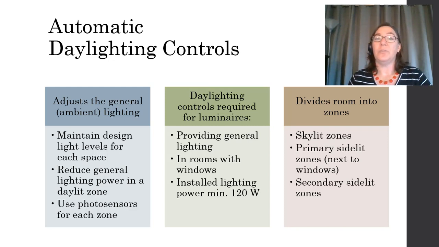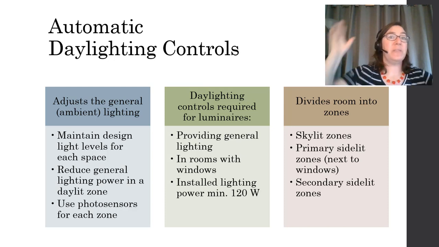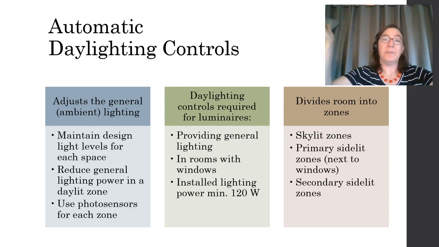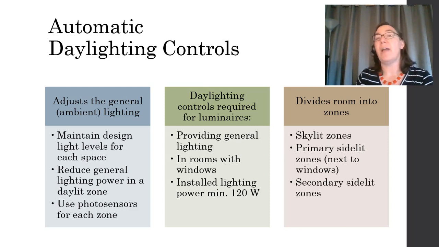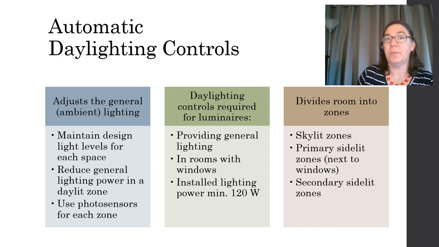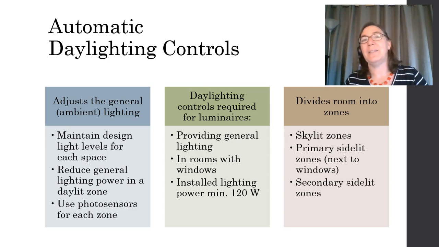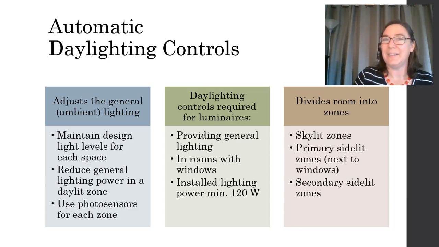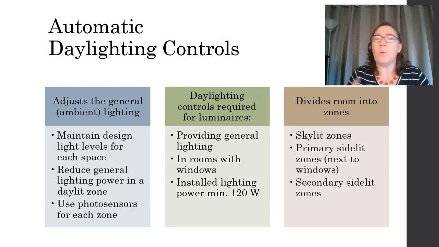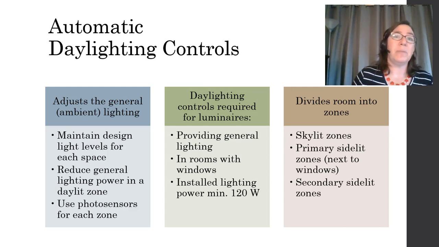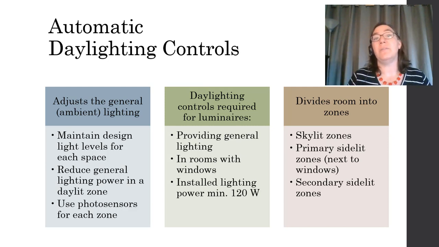When you're designing your daylighting controls, you're going to divide your room into different zones. One zone is called skylit, and as you can imagine, that is everything that is under a skylight. Another zone is called primary side lit zones, and so the light is coming from the side. In essence, this is the part of your room that is next to the windows. And there's also a secondary side lit zone. It's not next to the windows, but it's like window adjacent. All right. And remember that the requirement is you provide a photosensor for each of these defined zones.